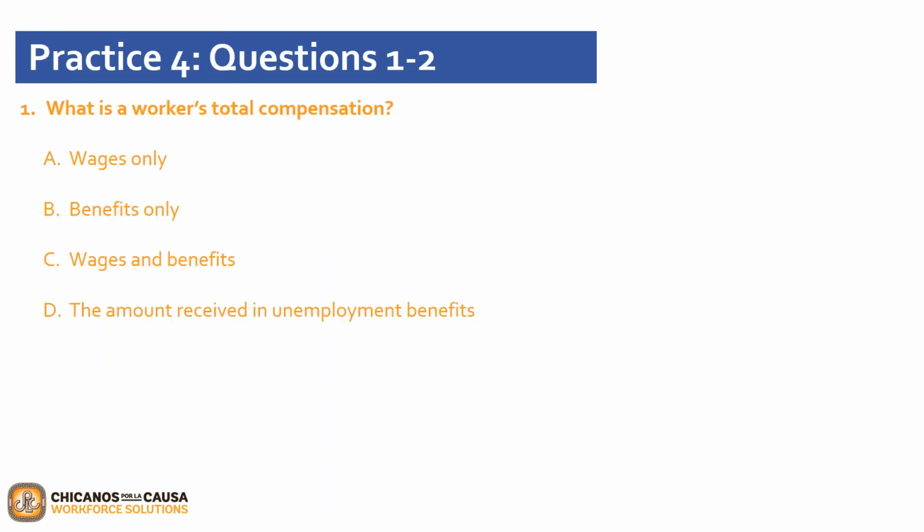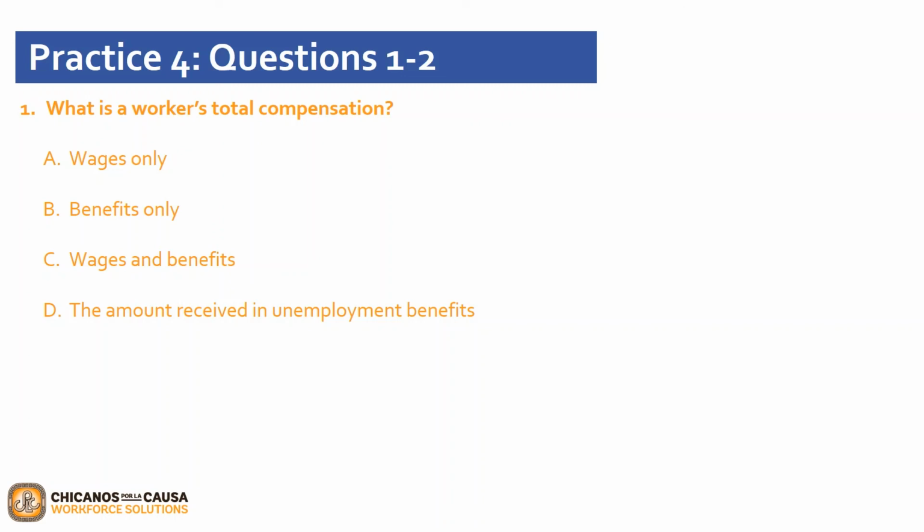Okay, let's look at question 1. What is a worker's total compensation? A, wages only. B, benefits only. C, wages and benefits. D, the amount received in unemployment benefits.